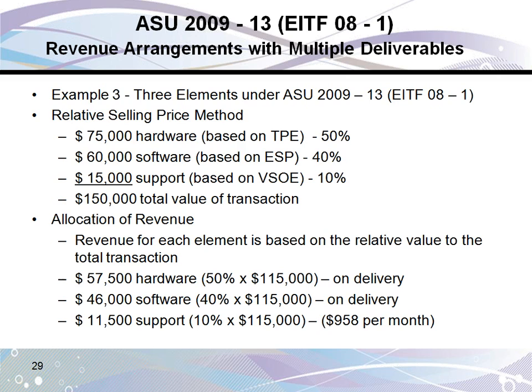So you can see that the values for these different elements changed based on the relative selling price method from the residual method. That's because the residual method applied the discount in the deal, in this case that $35,000 difference between the $115,000 transaction price and the $150,000 total value of the transaction, applied all of that $35,000 to the delivered elements and deferred the full value of the undelivered element at $15,000. When we use the relative selling price method, the discount is applied evenly or proportionally to all of the elements in the arrangement. And so our support, which had a $15,000 revenue recognition under the residual method, has $11,500 value of revenue under the relative selling price method.